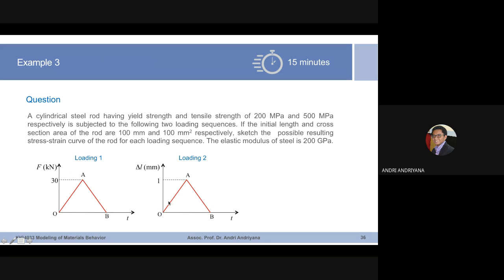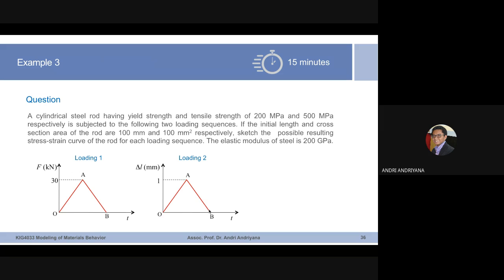The second loading is slightly different, even though it is the same in the sense that it is loading and unloading. So it starts at 0 displacement, and then you extend the material such that the length increases by 1 mm. And then after that, you bring back to the initial length, so 0 displacement. It is different, okay?